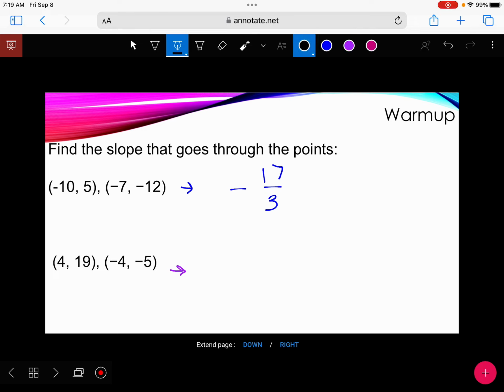I'm going to put the formula up here for those of you that haven't gotten that far yet. M equals y2 minus y1 over x2 minus x1, like that. Okay? Give you a couple more minutes to work it through.